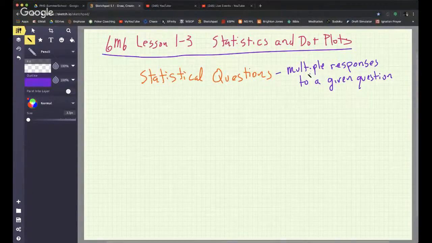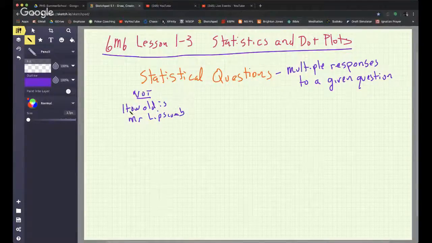If I ask a question like how old am I? That is not a statistical question because it's not multiple responses to a given question. So not how old is Mr. Lipscomb. That is not a statistical question, because it's only one answer.